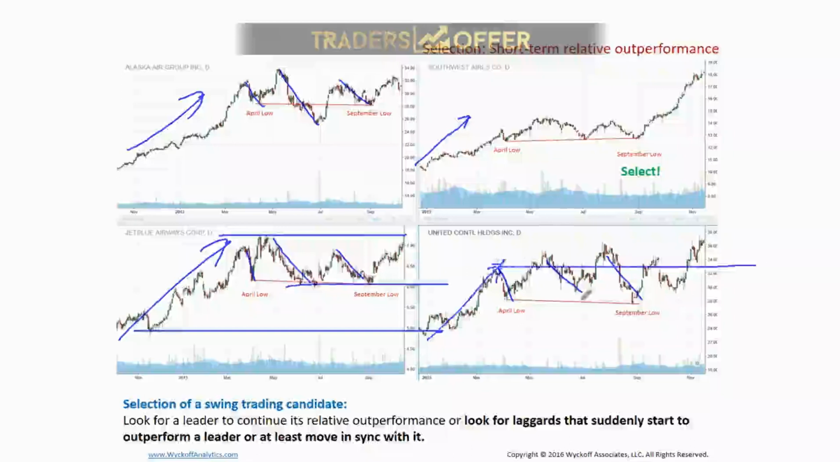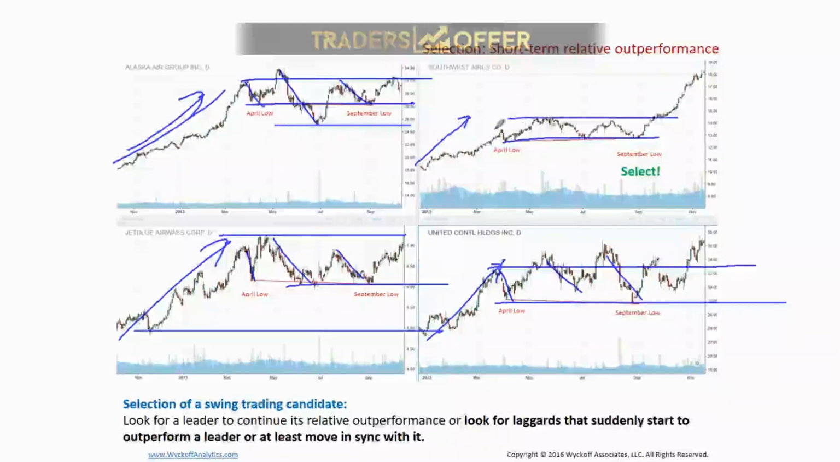Where are we consolidating here? And here, where are we consolidating relative to this rally? So we are seeing that if this is the size of the rally, we are in such an upper part of that rally. There is no push to the downside in Southwest.